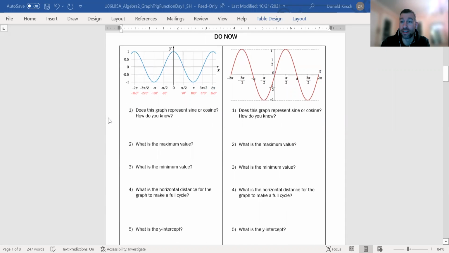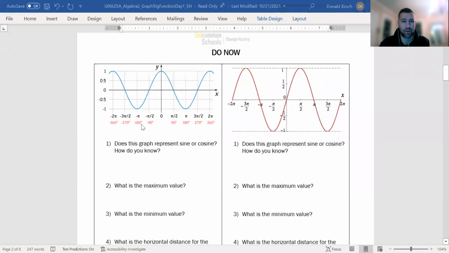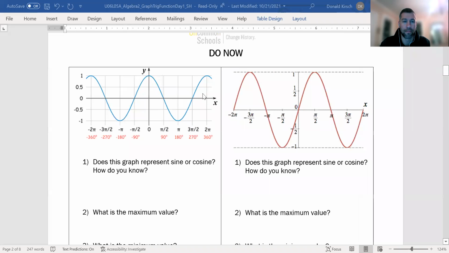Now what we're going to be doing today is comparing graphs, which we started 2 days ago. We talked about sine graphs and cosine graphs. We even talked about tangent graphs, which will not be included today. Your first task is to annotate on your paper the difference between sine and cosine. For each one of these, we've got to identify which one is sine and which one is cosine and explain how we know.